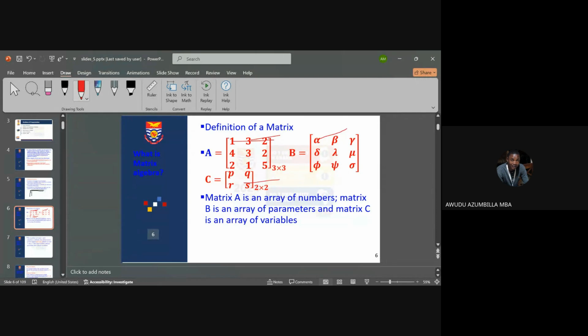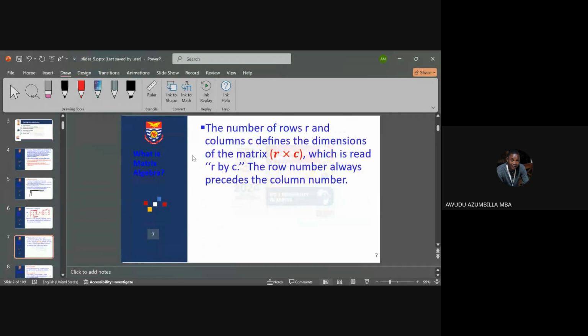Okay. So matrix A is an array of numbers. Matrix B is an array of parameters, and matrix C is an array of variables. Now, the number of rows, represented by R, and the number of columns, represented by a small c, define the dimension of the matrix. When we talk about the dimension, we are talking about the number of rows and columns in the matrix. So we use the R and the C to represent the dimensions.